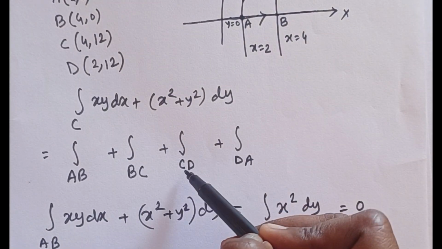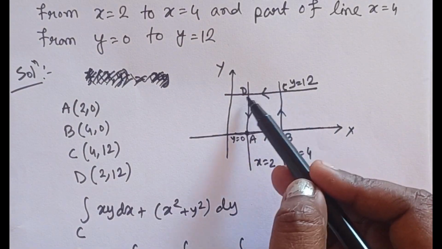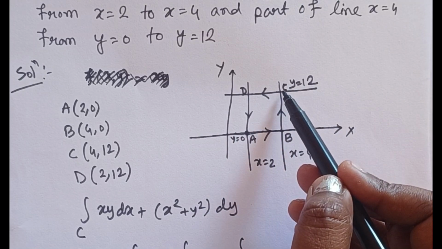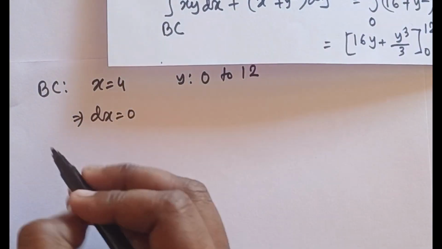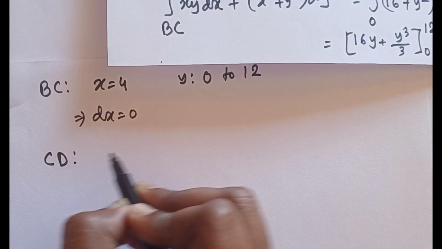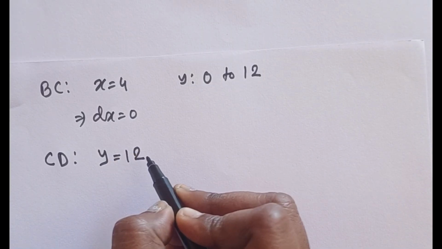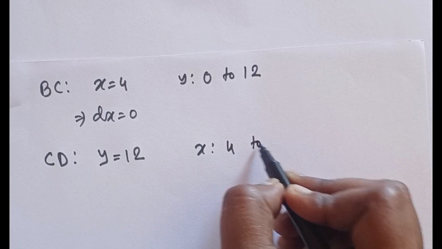Next is, we have to calculate the integration over C to D. So along CD, equation of the line is y equal to 12 and x goes from 4 to 2. So again, do the same thing for CD. Equation is y equal to 12 and x goes from 4 to 2.